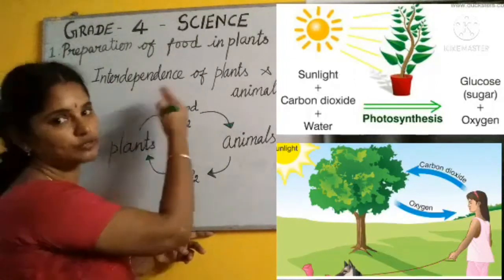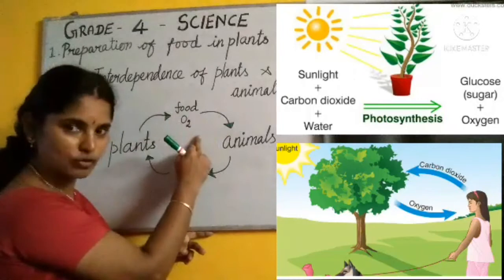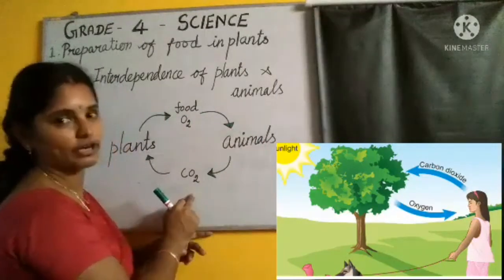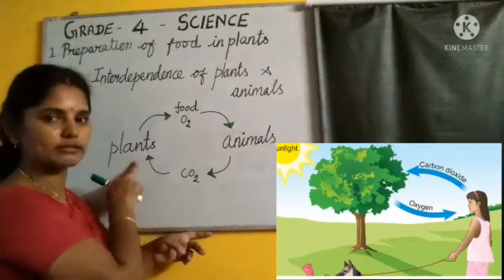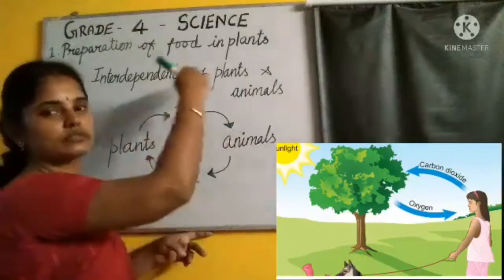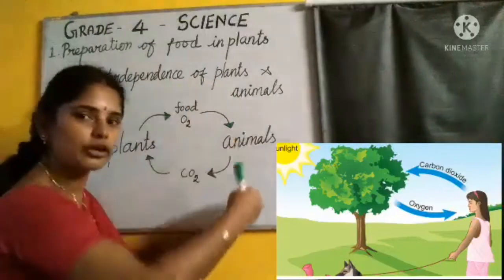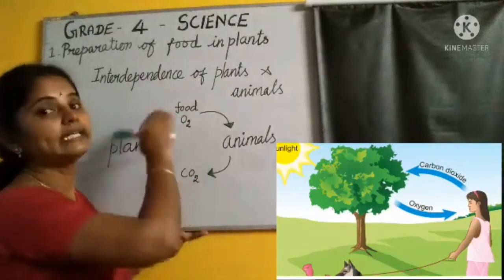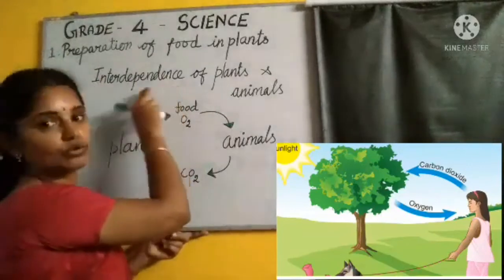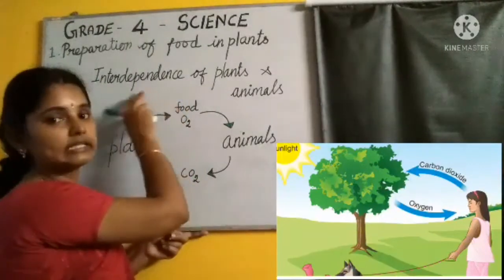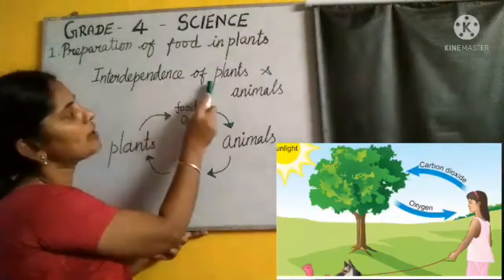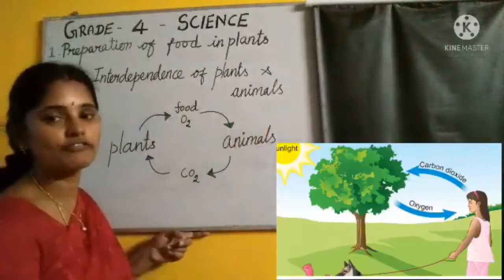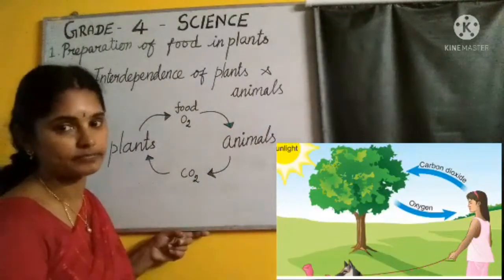So animals release carbon dioxide, and that is taken by the plants for the photosynthesis process. Then when the photosynthesis process is over, food and oxygen are released. That food and oxygen is taken by animals. So animals release carbon dioxide. That carbon dioxide is utilized by the plants. So this cycle continuously happens in this world. This is what we call interdependence. One depends on the other. Interdependence of plants and animals.